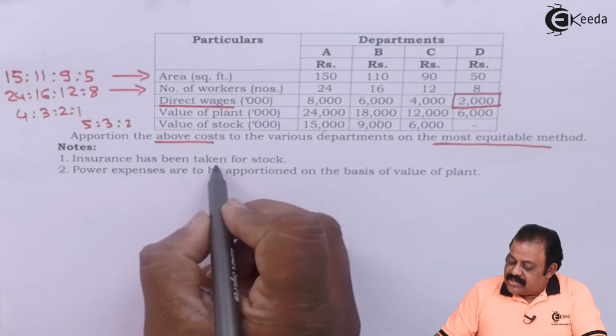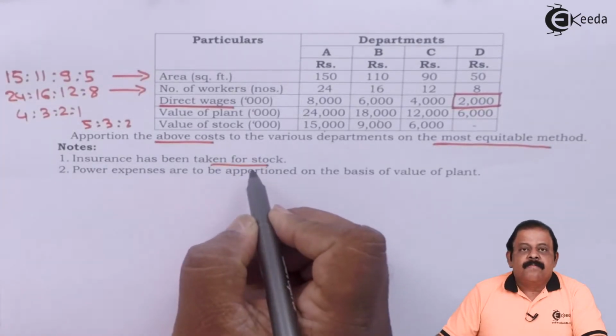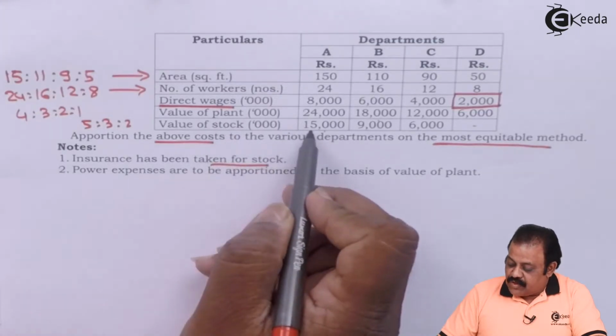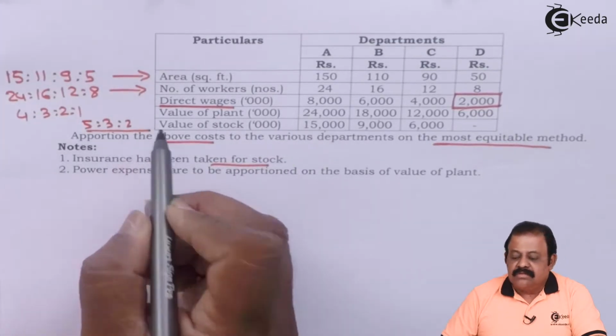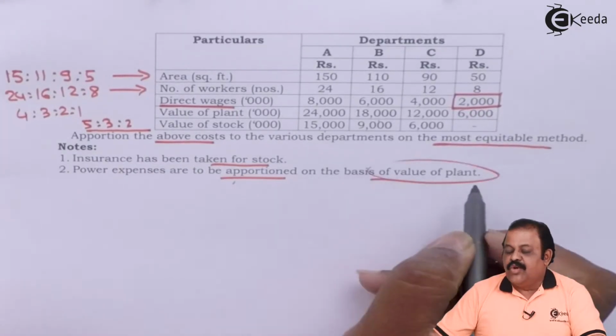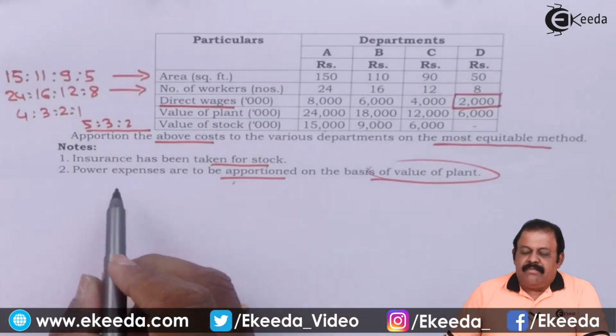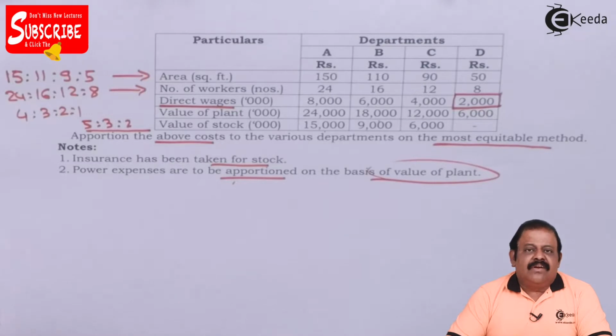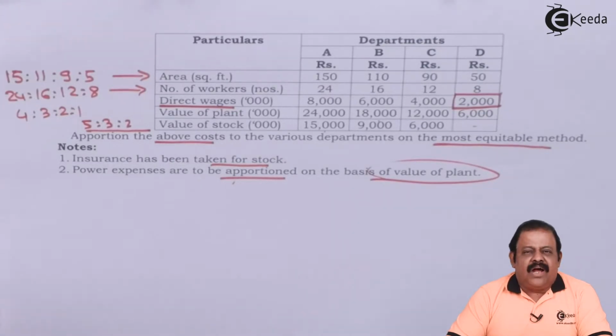Note, insurance has been taken for stock. So we are required to divide the insurance expense based on the value of stock, this ratio. Power expenses are to be apportioned on the basis of value of plant. Usually power expenses are allocated on horsepower of machinery used by each department. In this question, it is clearly given that we are required to allocate power expenses based on value of plant.